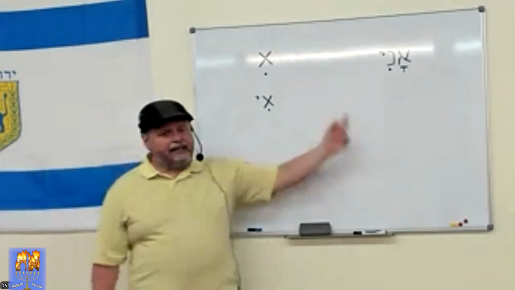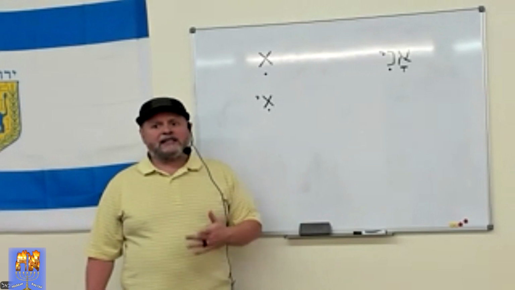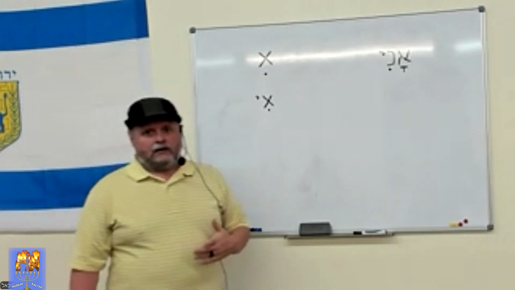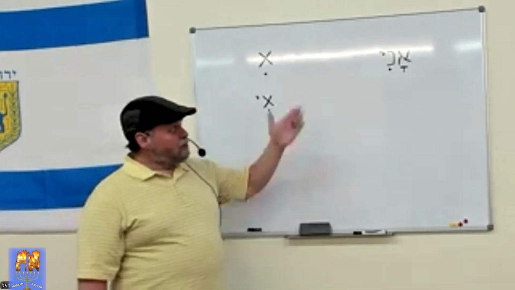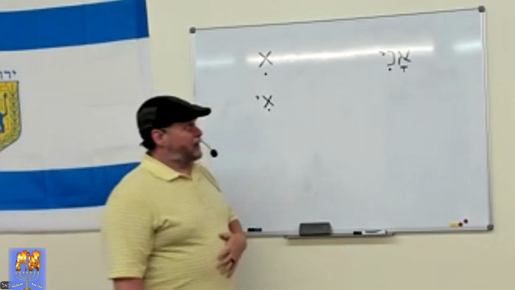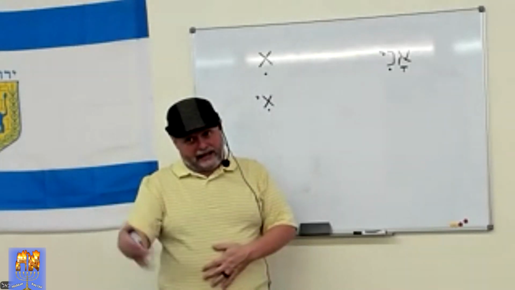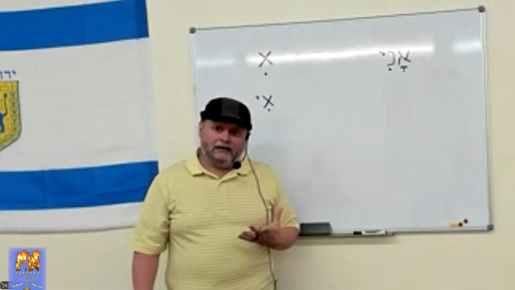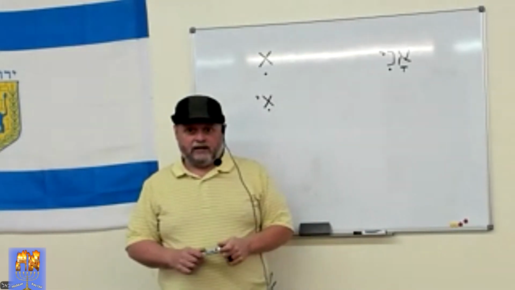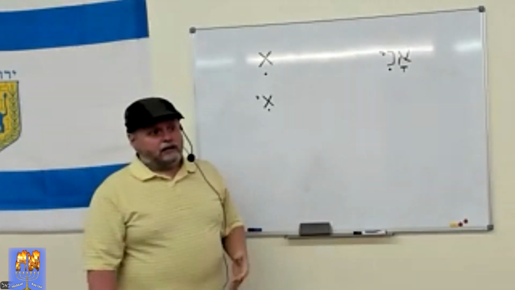Okay, so ani, me. All right, but if you wanted to say I am, it would be anoki. Okay, anoki. But in this case, ani, me. Okay, or like we had in our previous example, ani lo yodea. Me, I, lo, don't, yodea, no. Okay, so ani, I.